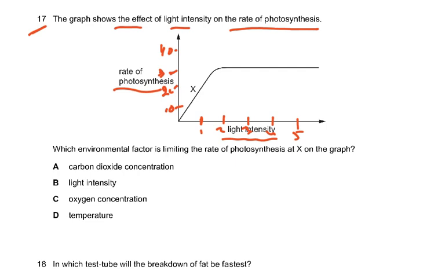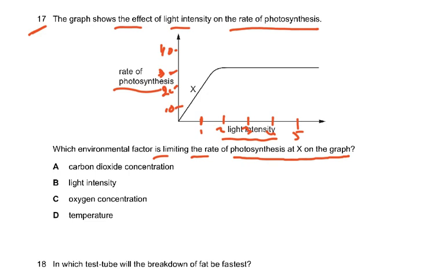time, or the number of bubbles of oxygen produced per unit time, or the rate of carbon dioxide uptake. If you have a closed environment and you have a very fixed amount of carbon dioxide, then that uptake could be measured, or you can have the mass of glucose produced, but then remember, glucose is converted to starch. So mass of starch produced per unit time, or in 10 minutes, or 20 minutes, or 30 minutes. So now it says which environmental factor is limiting the rate of photosynthesis at X on the graph.